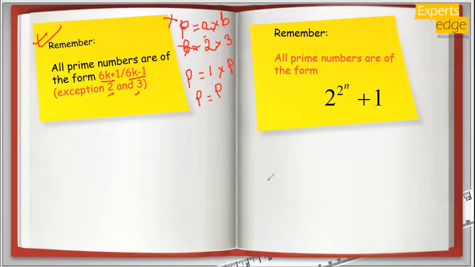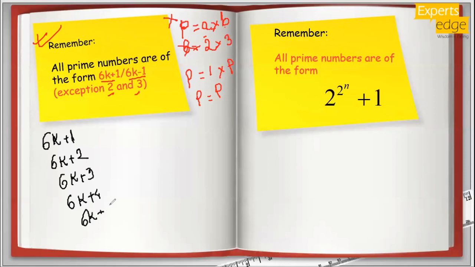So whenever I divide anything by 6, there are 6 types of remainder possible. Either I'll get 1 as a remainder, so that number will be 6k plus 1, or I'll get 2 as a remainder, so that number will be of the 6k plus 2 form, or 6k plus 3, or 6k plus 4, 6k plus 5, or it can be a multiple of 6, leaving remainder 0.